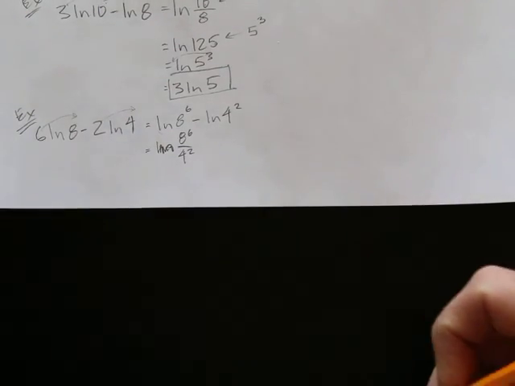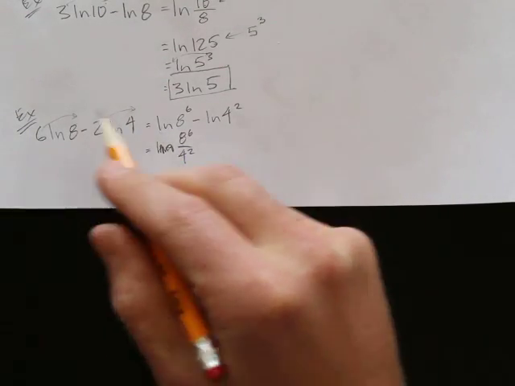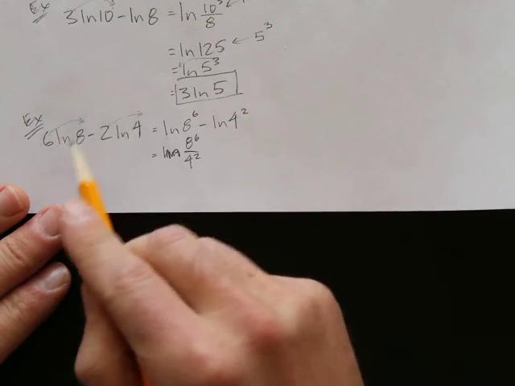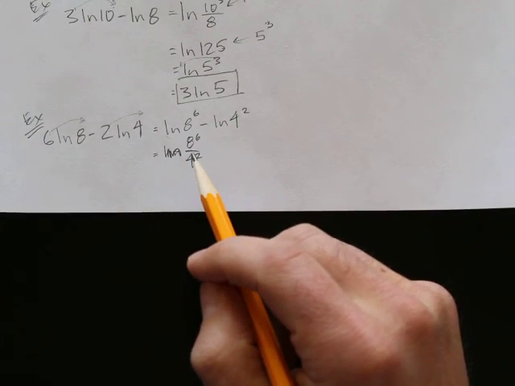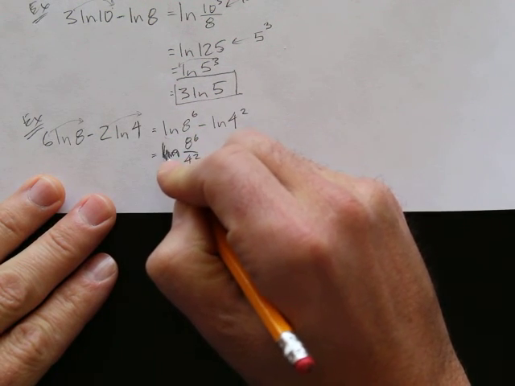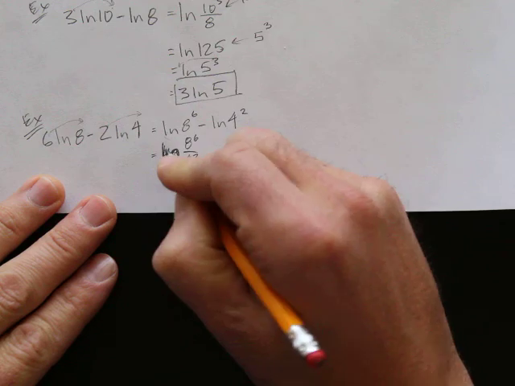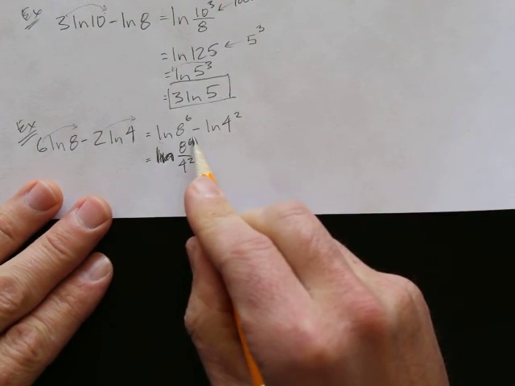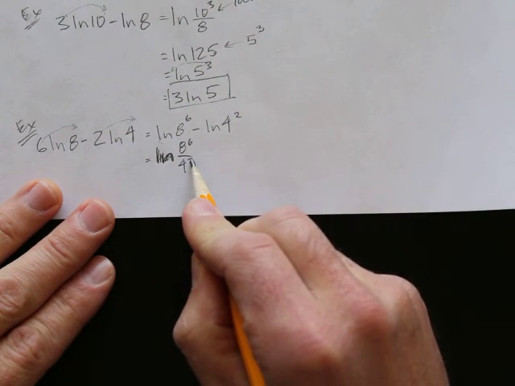All right, Algebra 2 7-7 continued. So I left you in the last video on this cliffhanger of a problem. So here we are at natural log of 8 to the 6th power over 4 to the 2nd power.